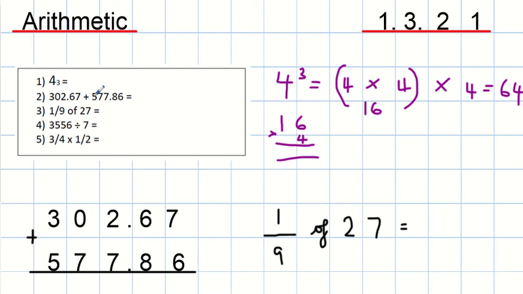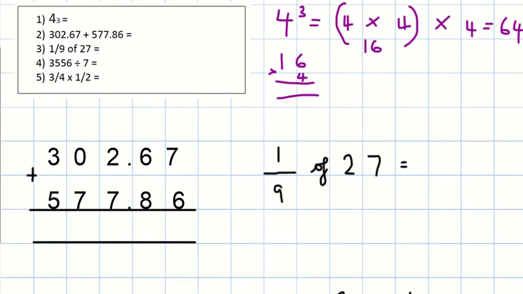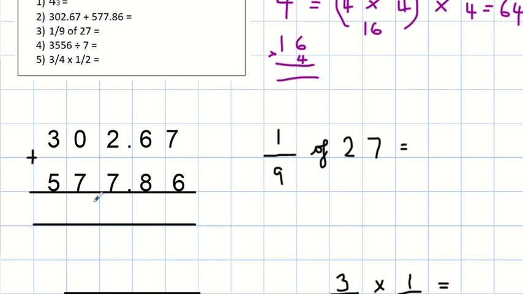302.67 add 577.86. Now I'm going to use the formal column method of addition, and I've set that up here. I've lined up my decimal point. My ones, my tens, my hundreds are all in line. Tenths and hundredths are in line over here. Now, as always, we start on the right hand side, and this time we're starting in the hundredths place value column with 7 add 6, which is, that's right, 13. 6 add 8 is, add the 1, that's right, 15.